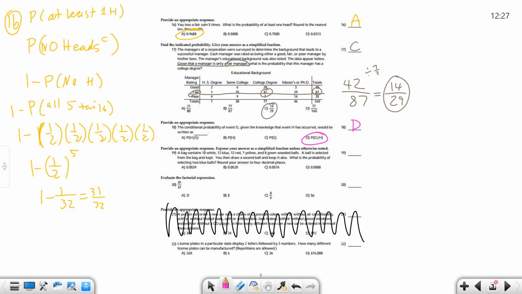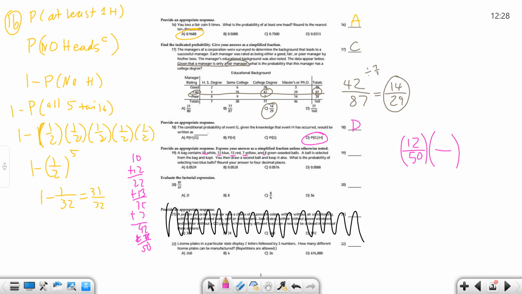All right, number 19. A bag contains 10 white, 12 blue, 13 red, 7 yellow, and 8 green wooden balls. A ball is selected from the bag and you keep it. This means no replacement. Then you draw a second one. What's the probability that they're both blue? Well, how many blue ones did we start with? 12 out of how many total in the bag? Well, I don't know. I have to add it up. So I have 10, 12, 13, 7, and 8. So 10 plus 12 is 22, plus 13 is 35, plus 7 is 42, plus 8 is 50. Okay? So 50 total, so 12 out of 50 for the first ball to be blue.